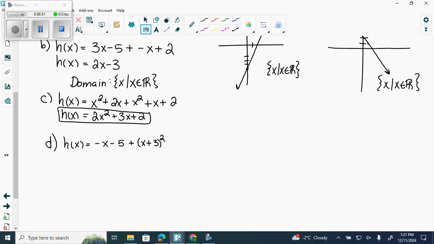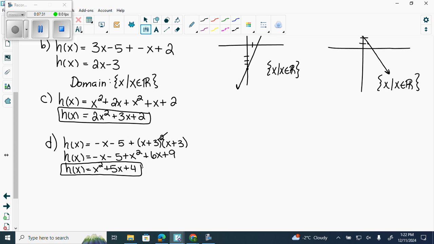Okay? Now the key thing is there are two of them. So if you do this, a lot of people will say x squared plus 9. That's not actually the full thing. It's going to be x plus 3 times x plus 3. So it's x squared plus 6x plus 9, and you forget the middle term. So h of x equals negative x minus 5 plus x squared plus 6x plus 9. h of x equals x squared plus 5x plus 4.